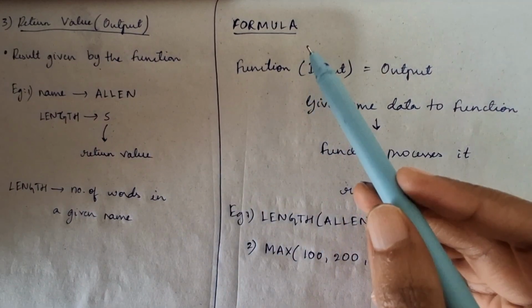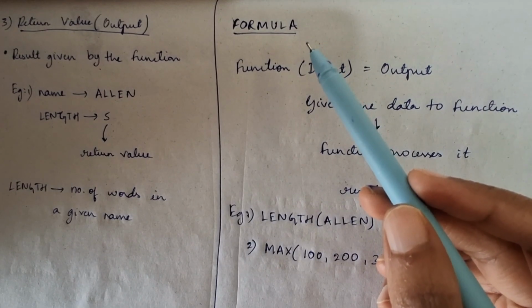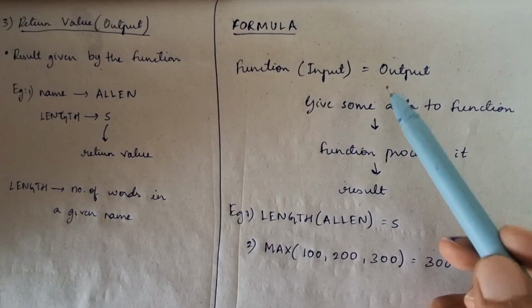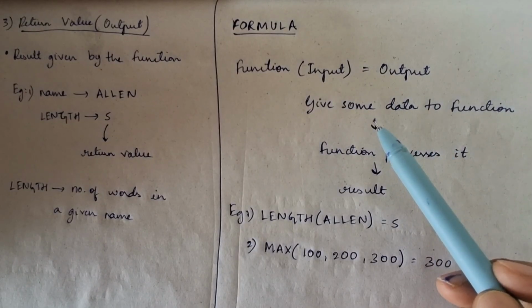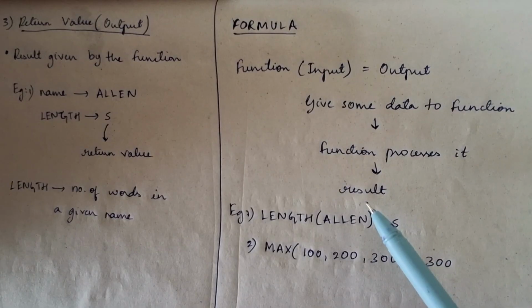Now I will give you a formula. If you remember this, you will never forget functions in SQL. Function of input gives output. This means we give some data to a function, the function processes it and gives us a result.